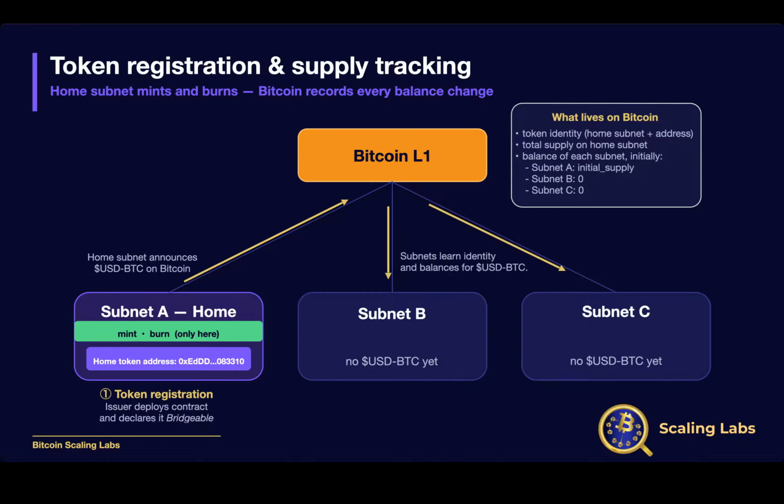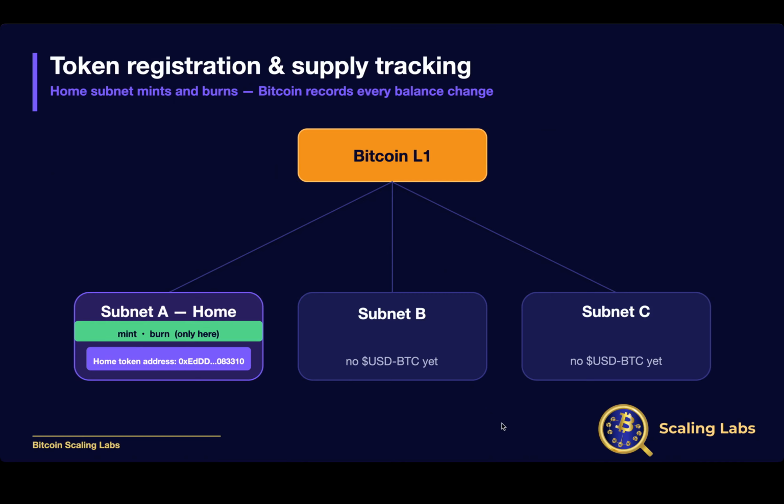When this message is finalized on Bitcoin, the other subnets, B and C, learn the identity and the balances of this token. And observe here that as an issuer, we do not have to deploy anything on the other subnets.